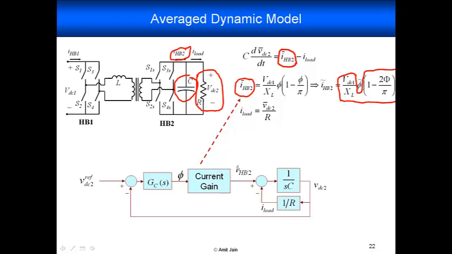Going back to our control loop, we know this current gain, which is a static gain from phi to IHB2, and this is what's feeding the load. This is just a simple first order RC system which gives you the output voltage, compare with the reference, and then you design a suitable compensator to get the dynamic response you want and stabilize the system.